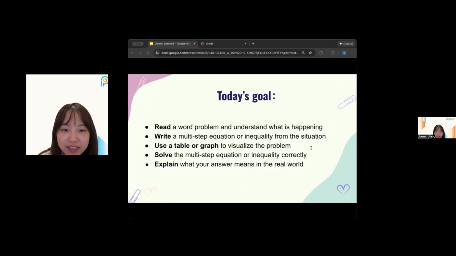I hope by the end of today's lesson, you will be able to read a situation and understand what's happening, read a multi-step equation or inequality, use a table or graph to help you visualize the problem, and explain what your answer means in the real world.